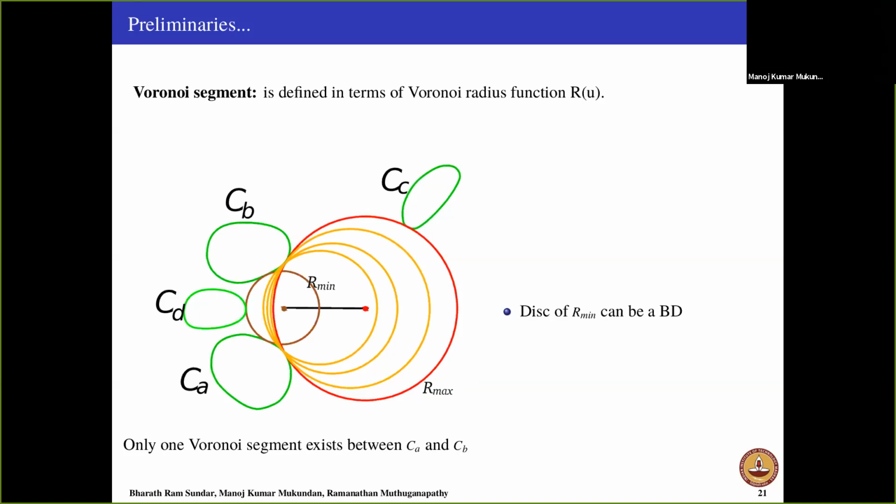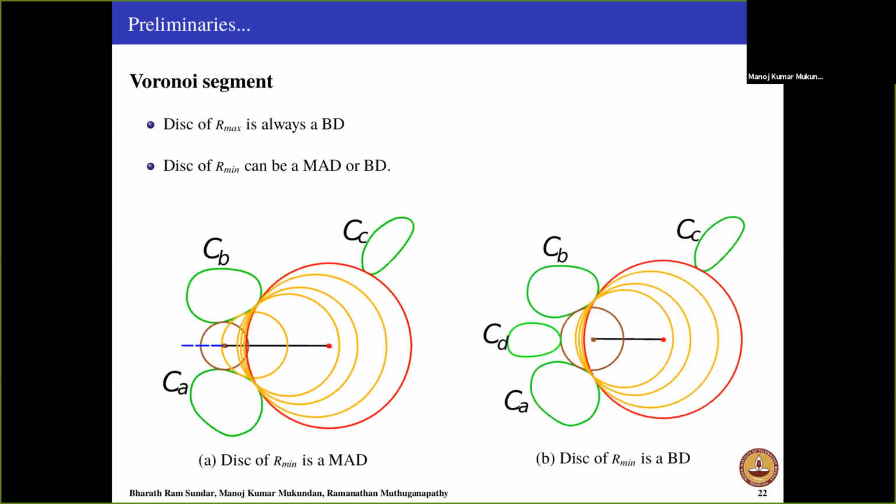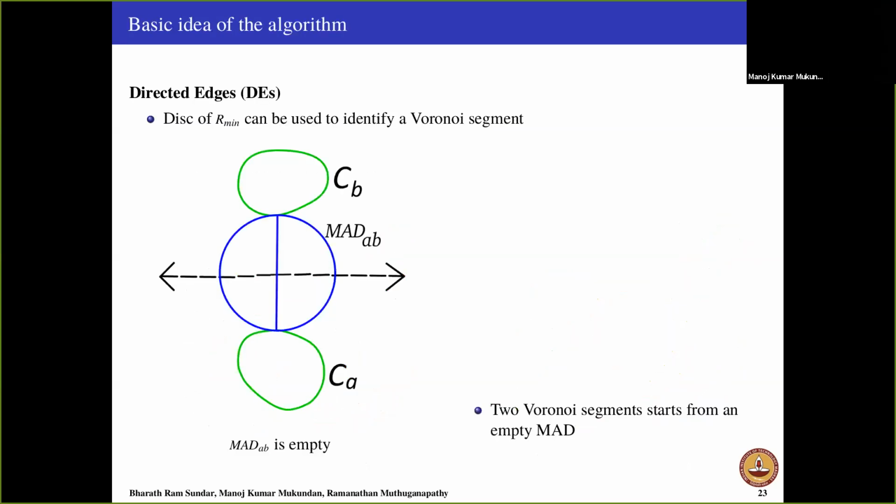In this figure, instead of a MAD, the disk of Rmin is a BD. There exists only one Bernoulli segment in this case. In general, the disk of Rmax is always a BD, as shown in figures A and B. But the disk of Rmin can be a BD or a MAD. So in figure A, it is a MAD, and in figure B, it is a BD.